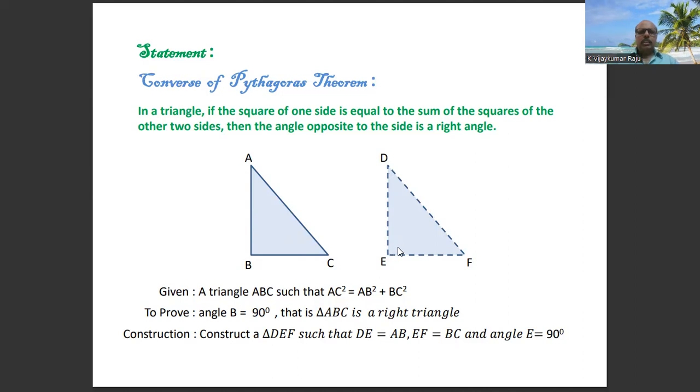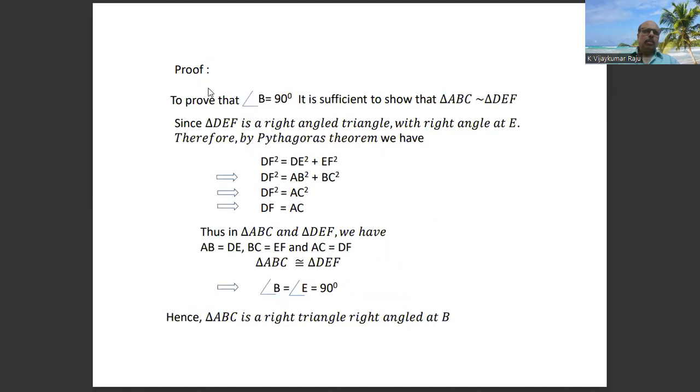If this is 90 degrees, then you apply Pythagoras theorem to this triangle. So here the hypotenuse is DF, so DF square must be equal to DE square plus EF square. So let's see the proof. To prove that angle B is 90, it is sufficient to show that these two triangles are similar, the triangle which we have drawn and the triangle which we have been given.